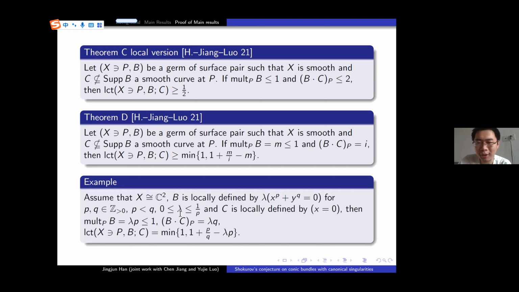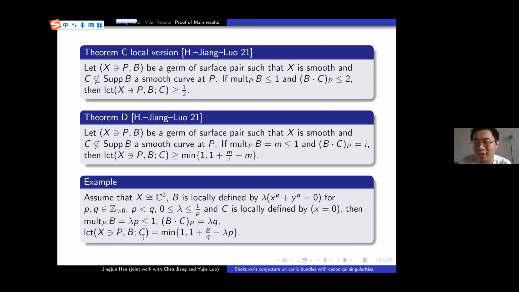So by the constraint on lambda, we know that lambda P is less than or equal to 1. And the local intersection is equal to lambda Q, because I let x equal to 0, and then I can see that the local intersection is equal to lambda Q.